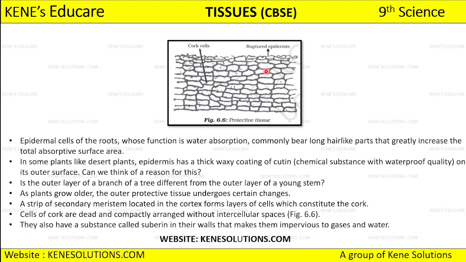Okay, so along with this cork, like along with cutin, they also have a substance which we call suberin. What do we call it? Suberin, and this suberin is present in the wall that makes them impervious to gases and water. What does suberin do? Suberin makes the wall of the plants impervious to gases as well as water.